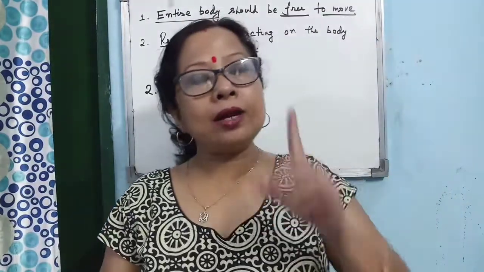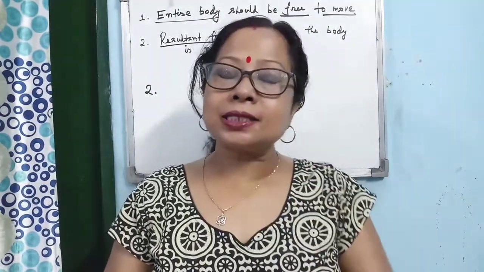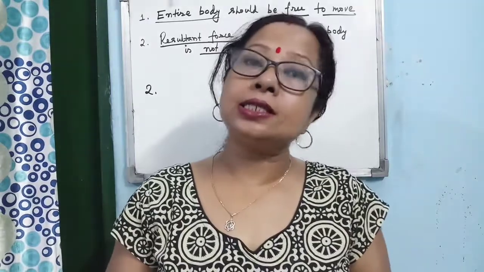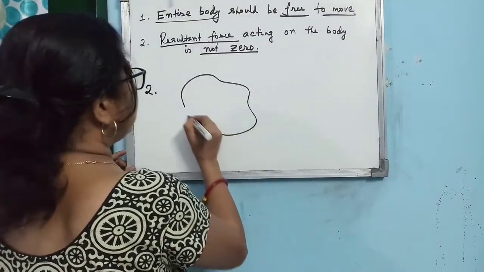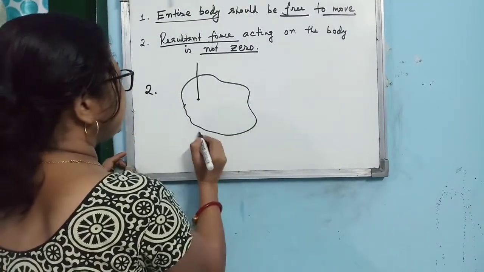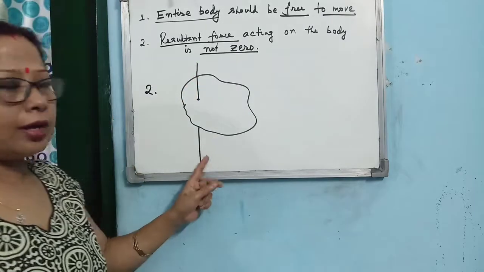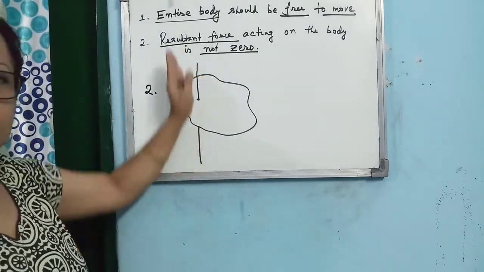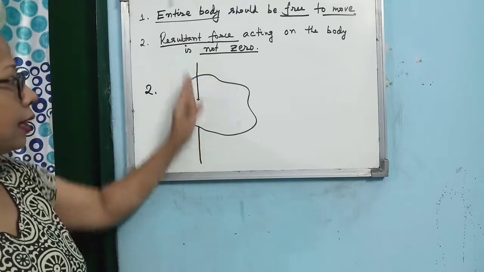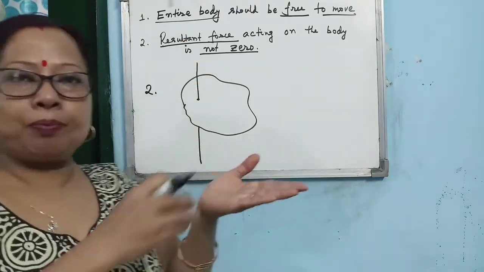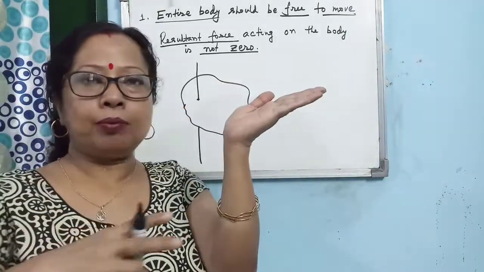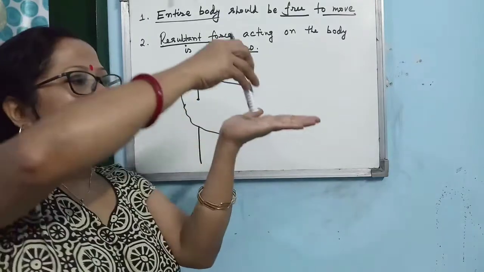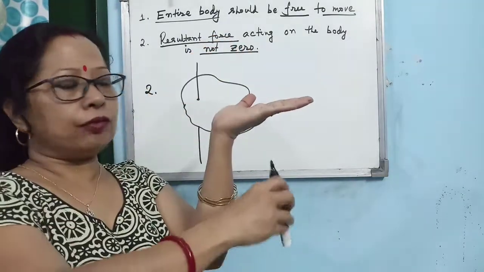A body will have rotational motion when one point, or an axis, or a line on the body is fixed. Alright, just consider this example. Suppose I am drawing this. Here you see I have drawn a discontinuous line. A discontinuous line means I have taken the line perpendicular to the plane of the body. If you consider my palm as the body, then this line is perpendicular to the plane of the body.